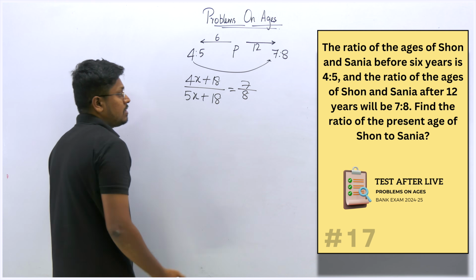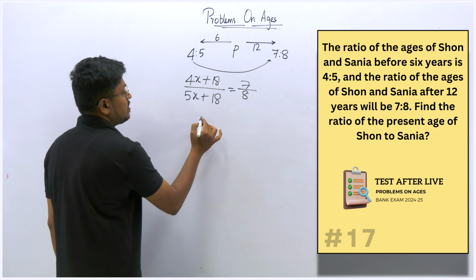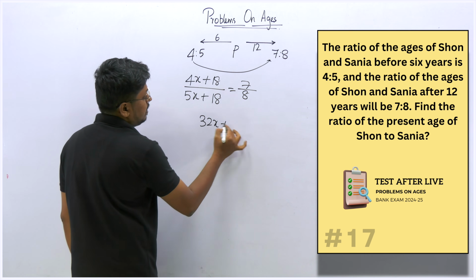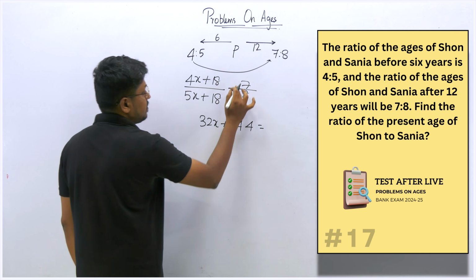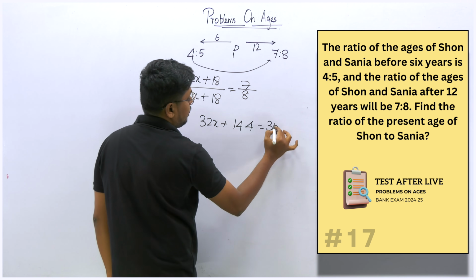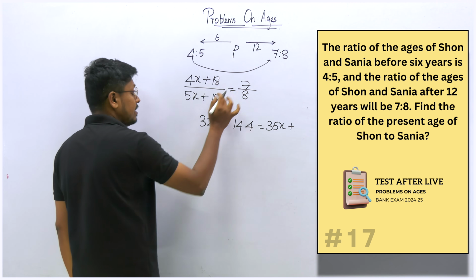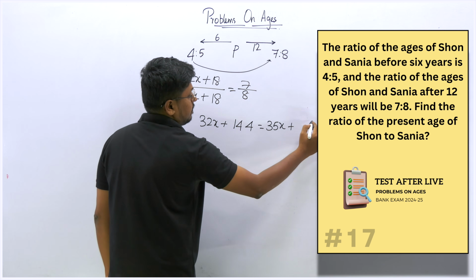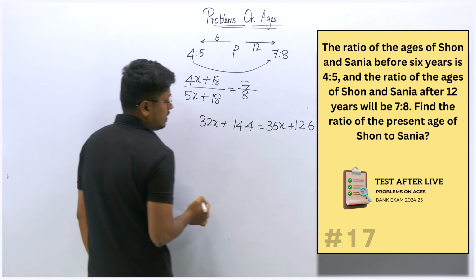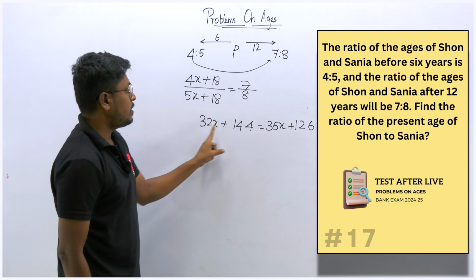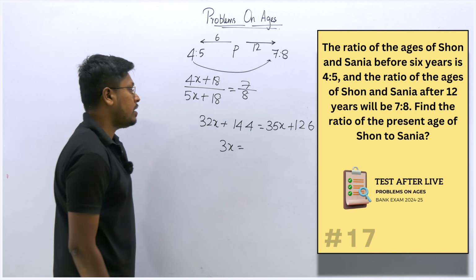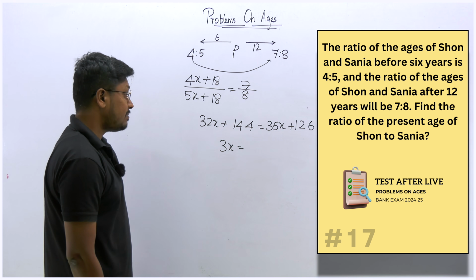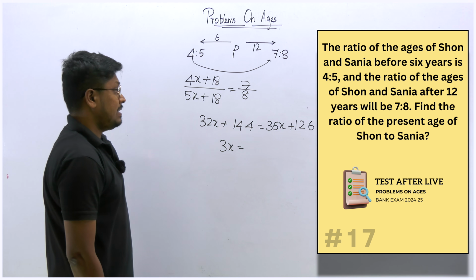So friends, understood? Now we need to solve this. 8 4s are 32x, 8 8s are 64. So 144 is equal to 7 5s are 35x plus 56 (the 5 is 126). So now 32 35 (35 minus 32) this will be 3x. So it is equal to 144 minus 126. So this will be 36 10 (that is 18).